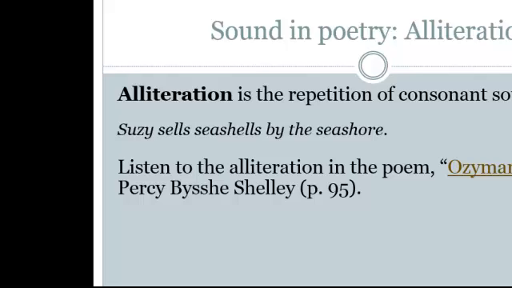And here's an example that's in our book by Percy Shelley from the 19th century. Let's hope this link works.